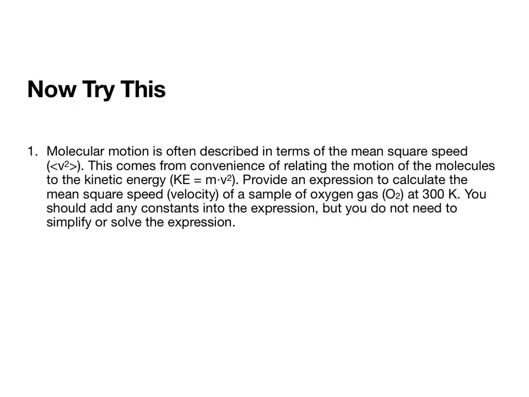Okay, so your now try this problem is that molecular motion is often described in terms of the mean squared speeds. This comes from convenience of relating the motion of molecules to kinetic energy. Provide an expression to calculate the mean squared speed or velocity of a sample of oxygen gas at 300 Kelvin. You should add any constants into the expression, but you do not need to simplify or solve the integral expression.